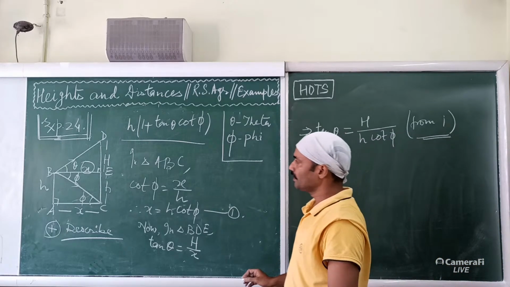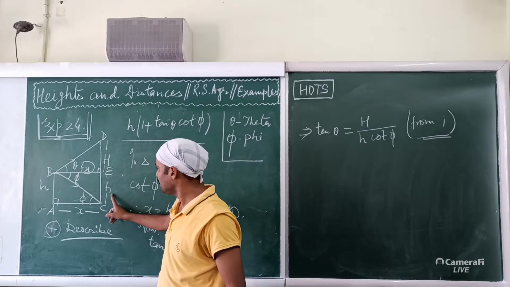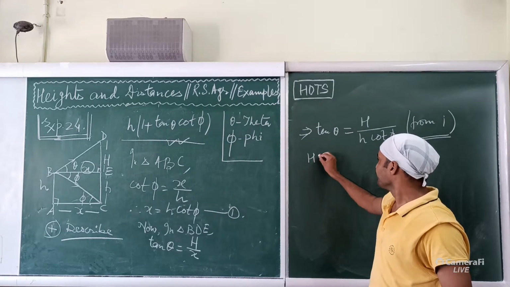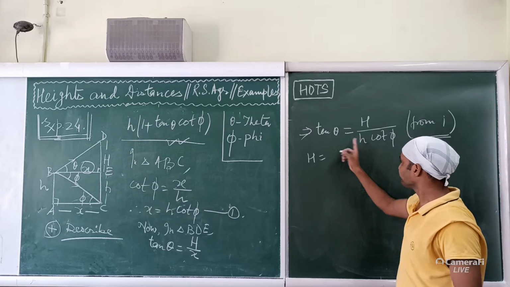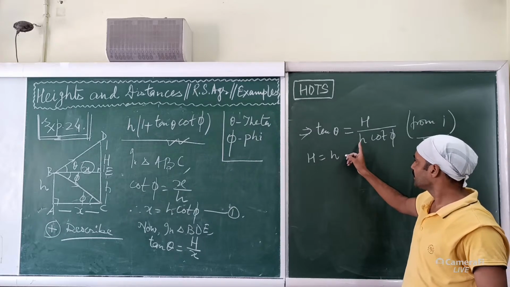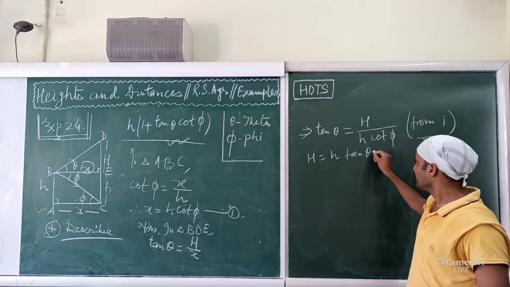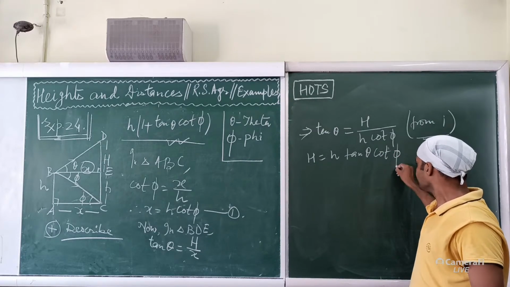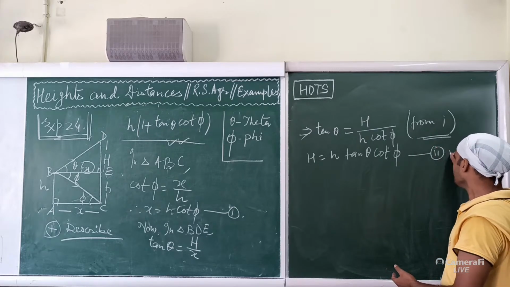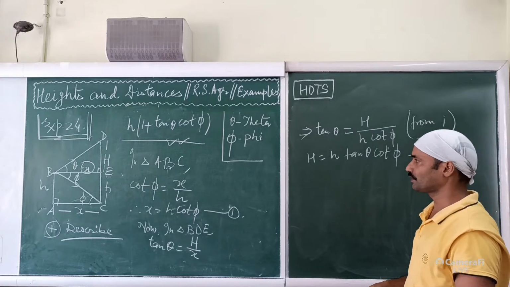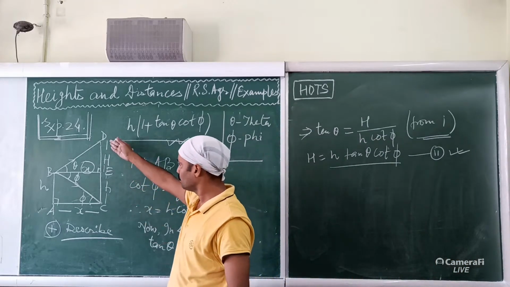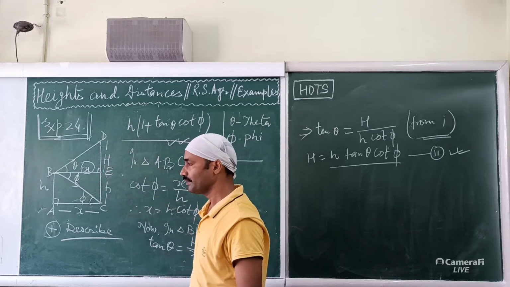Now we have to get the height, meaning this plus this. So h will be this into this: H equals h tan theta cot phi. This is relation 2, depending upon you, either assume it or not. H equal to this is the height of the other house, that is CD.